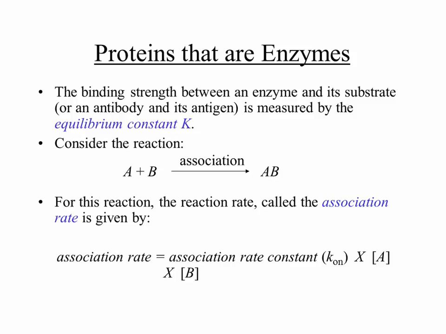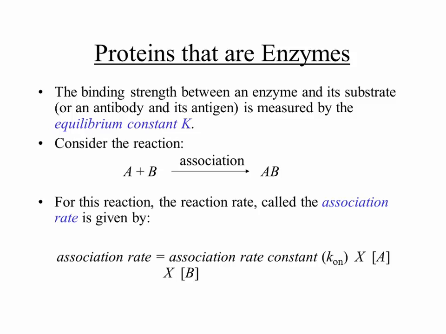Now we'll talk about proteins that are enzymes. See, we talked about enzymes in the last chapter, that enzymes can speed up reactions by as much as 10 to the power of 14 and all that, you know. So now we want to discuss a little bit the properties of enzymes and introduce some terminology that you encounter in the study of enzymes. Now the binding strength between an enzyme and its substrate, or an antibody and its antigen, again, these are like two proteins that are binding to each other, is measured by what is called the equilibrium constant K. So again, look at the reaction.